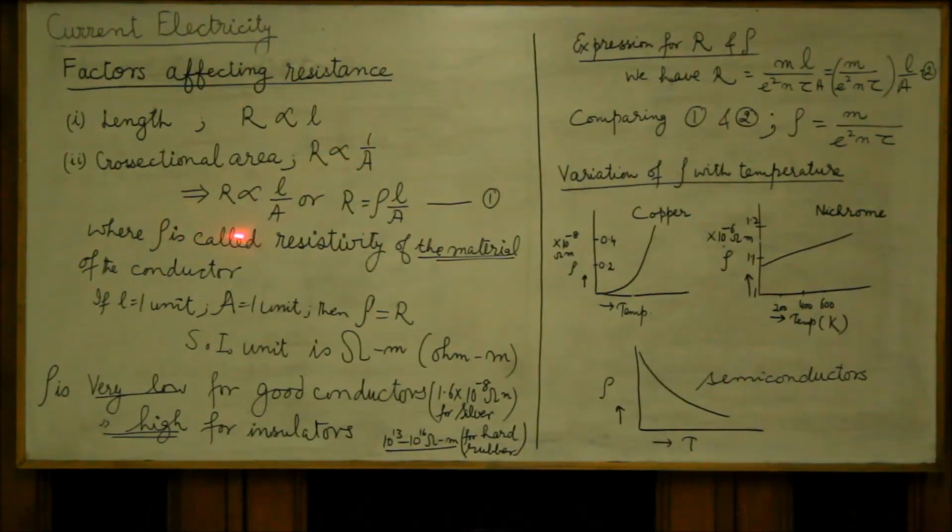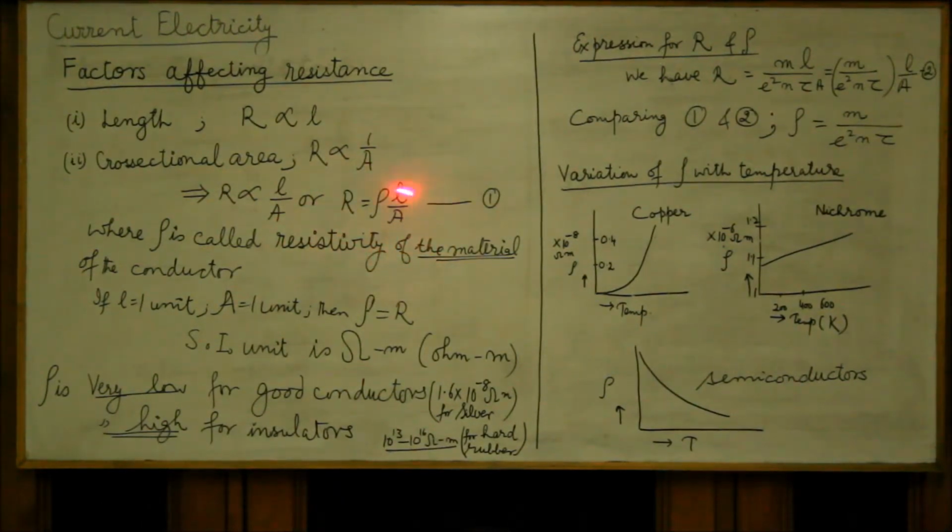Combining the factors, we get R proportional to L over A, or R is equal to rho L over A, where rho is a constant called the resistivity of the material of the conductor. Note the value of rho, the resistivity, does not depend on the shape and size of the conductor. It depends only on the nature of the material, or the material of which the conductor has been made.